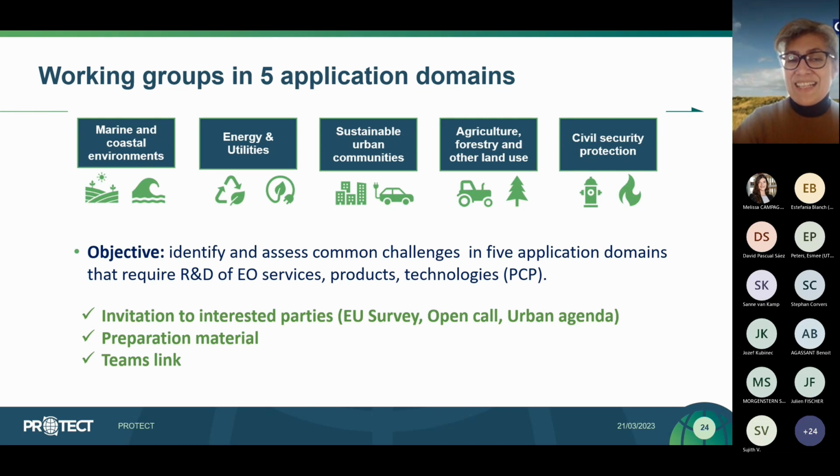And the objective is to identify and assess the common challenges in the application domains. You have received the invitation. You have also received some preparation material regarding some techniques that may help you reflect on the problem, on the functionalities, on which are the steps to reach the ideal situation. And we will use this information to open the discussions during our sessions. So if you have not received the Teams link yet, please let me know and I will send it to you, or you can click at the end of the presentation to get the link to the application domain working group. Next slide, please.